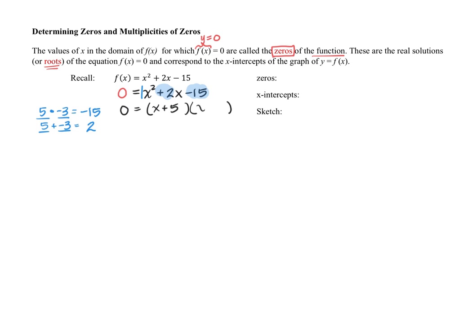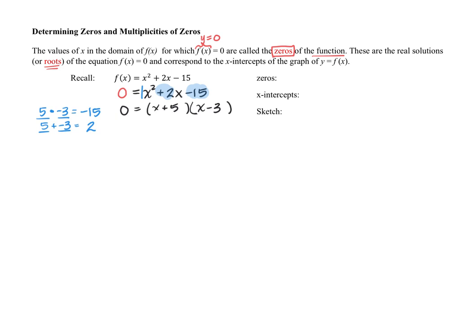And again, always check that. Check the outside. X times negative 3 is negative 3x. 5 times x is just 5x. And sure enough, 5x plus a negative 3x will give us a positive 2x. We always want to check our factoring and make sure that it works.